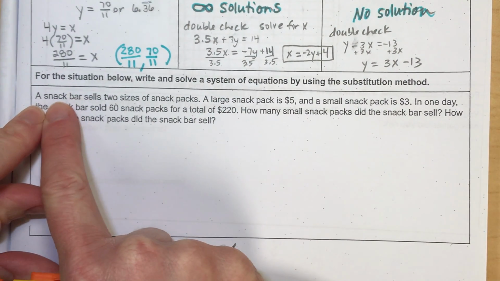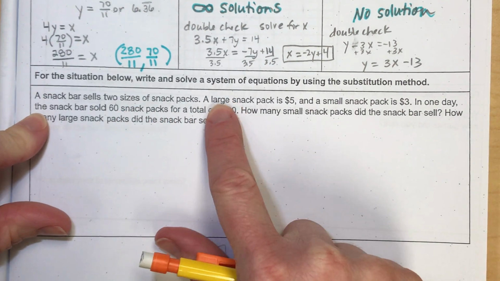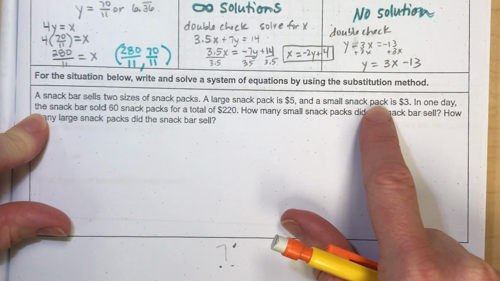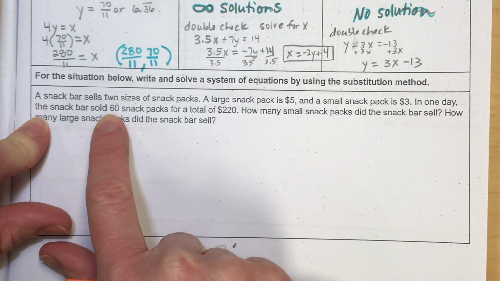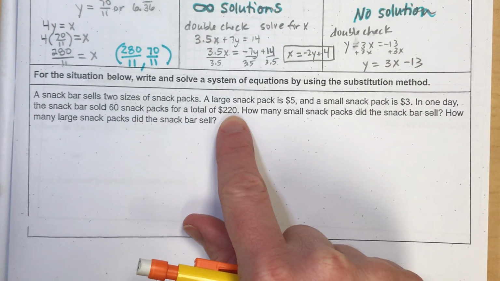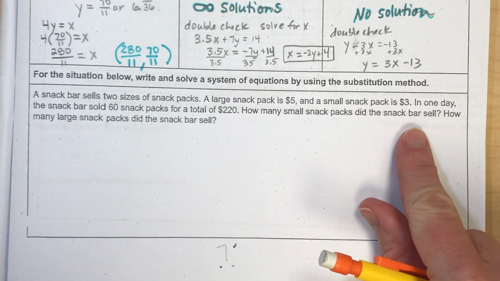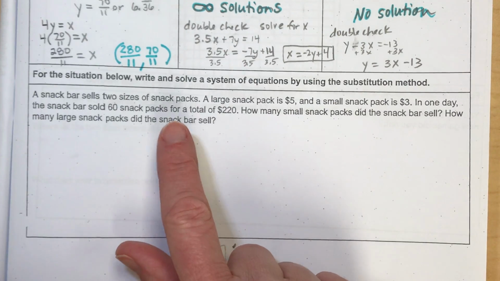It says, a snack bar sells two sizes of snack packs. There's a large snack pack that costs $5, and a smaller snack pack is $3. In one day, the snack bar sold 60 total snack packs, and they made a total of $220. How many small snack packs did the snack bar sell, and how many large snack packs did the snack bar sell?